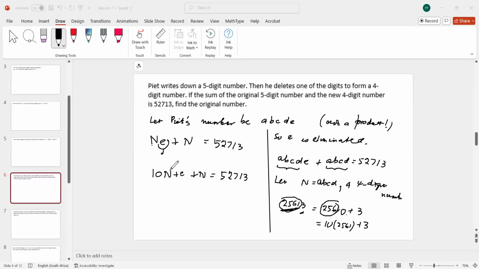See, and now this is not a 5-digit number. Now we have an ordinary equation. The 10 times N, where N is a 4-digit number, and E is a single digit, plus N is equal to this. You got 2 N's here, so you got 11N plus E is equal to 52713. And remember, E is a digit, so E is equal to 0 or 1 or 2 or 3 all the way up to 9. And so this number here is smaller than 11.